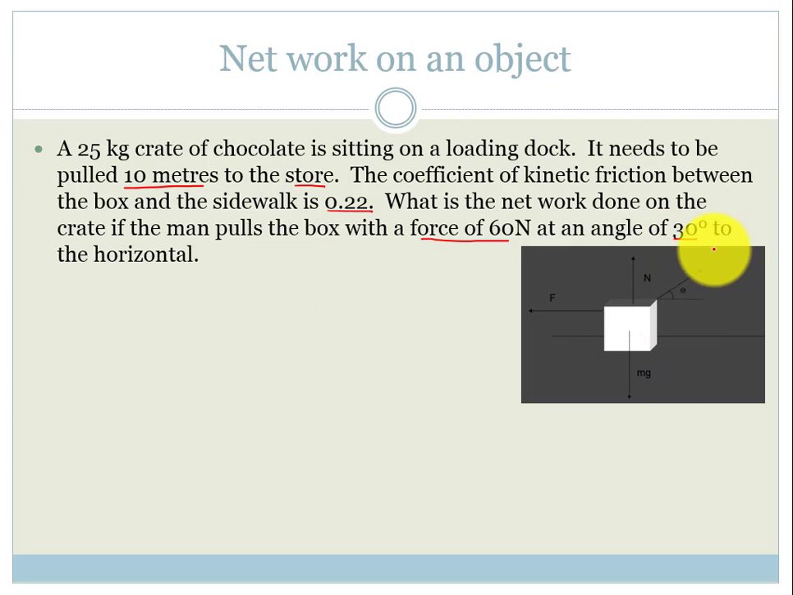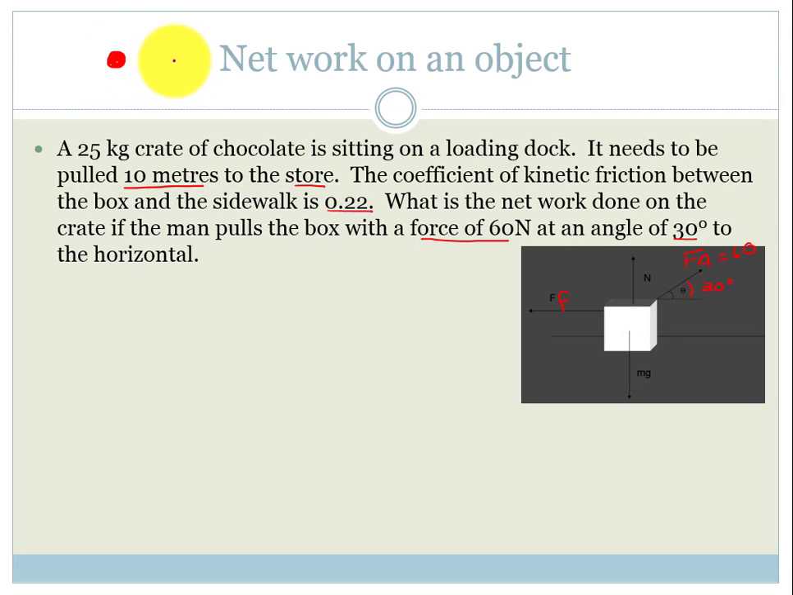Okay, so from this diagram we can see that this is the force applied, and this angle here would be our 30 degrees, and this is a force of 60 newtons, and this would be the force of friction. Okay, so let's just draw another free body diagram just to make sure we know what's going on. So remember, a free body diagram is just what I tend to call a colored in circle.